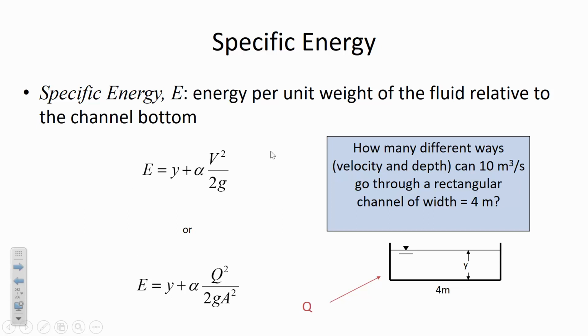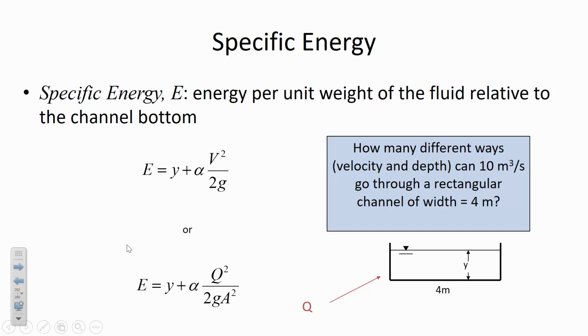The other way that we can write velocity head is Q squared divided by 2gA squared. If we don't know the velocity, sometimes it's more convenient to write the velocity head in terms of the flow rate. Okay, so this is just the concept of specific energy.